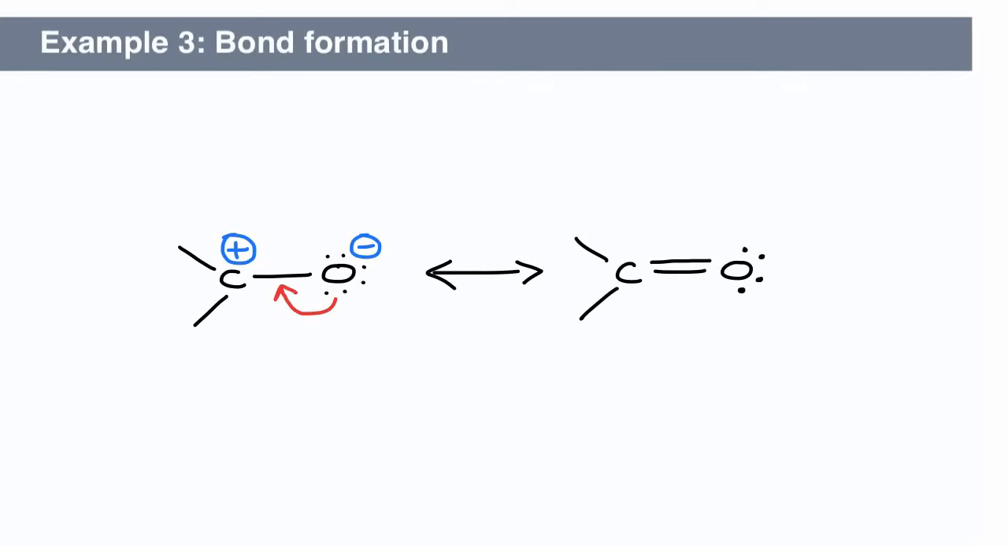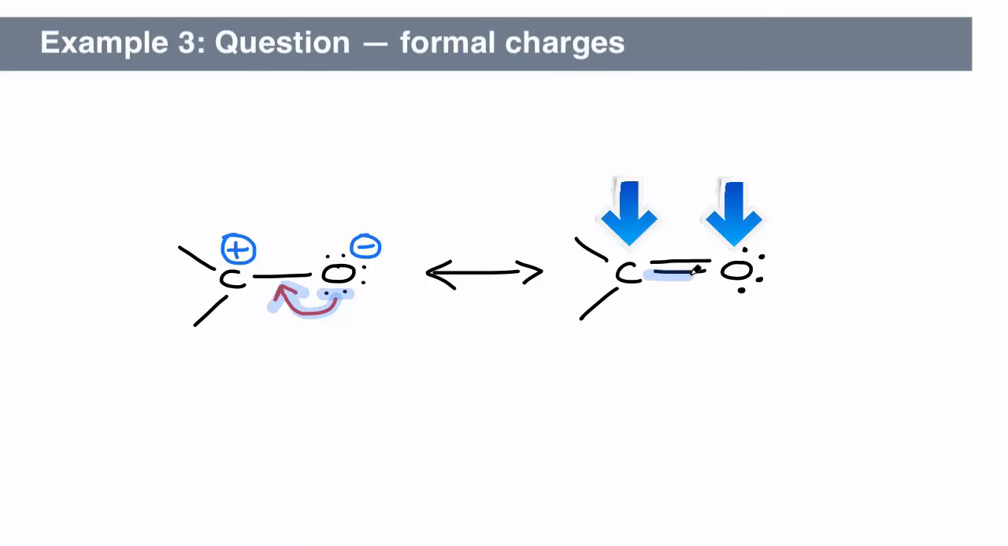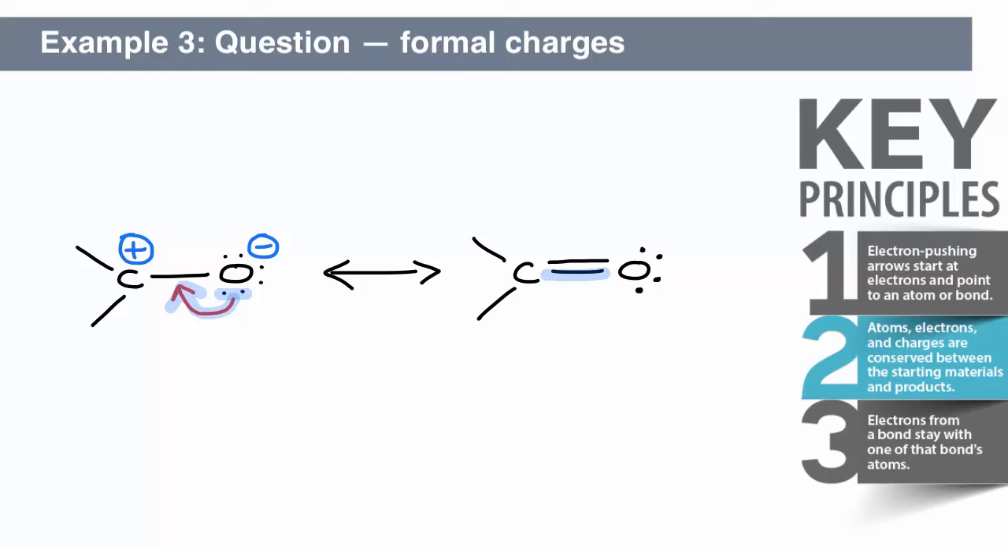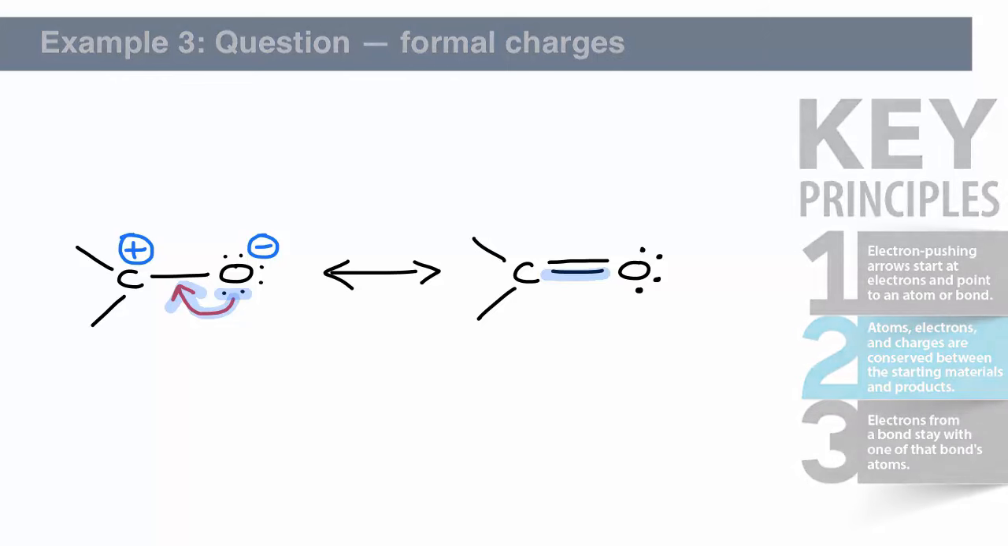The previous 2 examples involve breaking bonds. Electron-pushing arrows are also used to show bond formation. In this 3rd example, an electron pair on oxygen forms a bond between the oxygen and carbon atoms. What is the charge on the oxygen and the indicated carbon atoms in the products? The oxygen and carbon atoms are both neutral now. Notice that the principle of conservation of atoms, electrons, and charges has been respected.